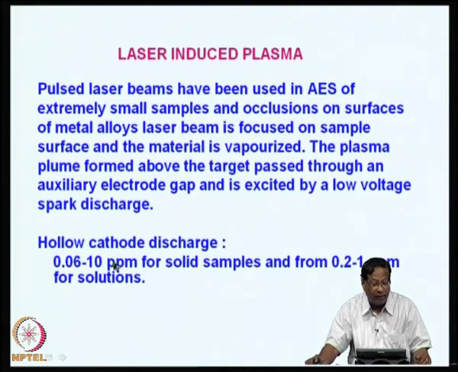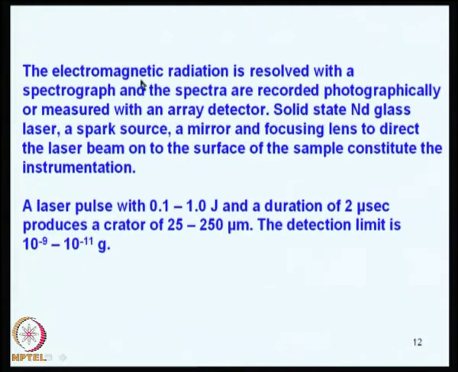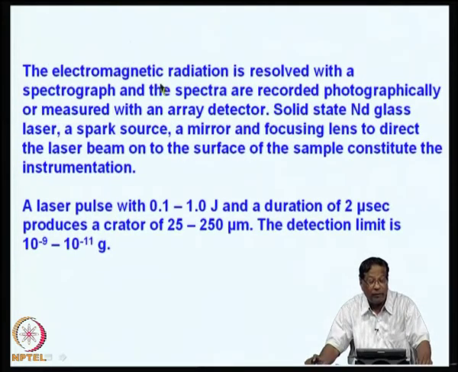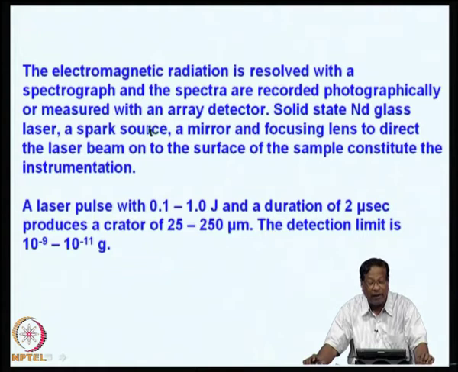You can also generate simple systems like hollow cathode discharge. This is somewhat akin to what we have discussed in atomic absorption, where we could use 0.06 to 10 ppm for solid samples and 0.2 to 1 ppm for solutions. This is another way of generating the discharge. So, in this case also the electromagnetic radiation is resolved with a spectrograph and the spectra are recorded photographically or measured with an array detector.